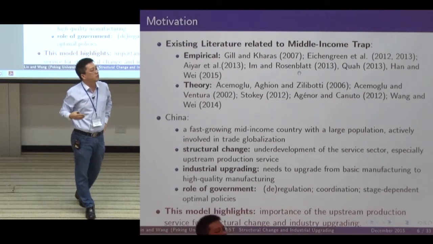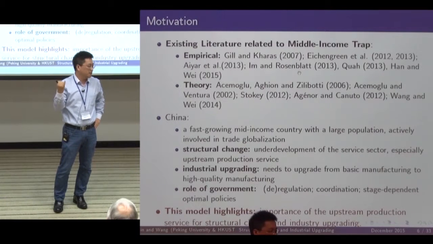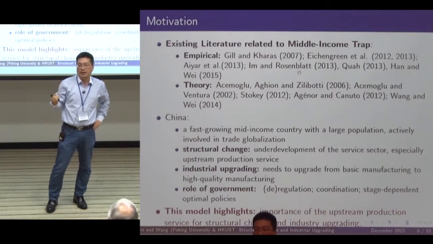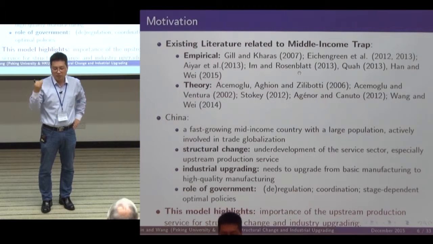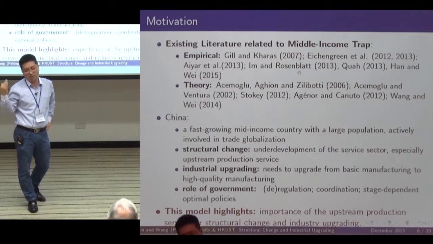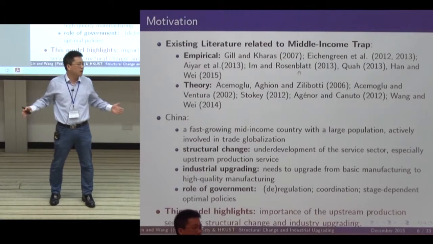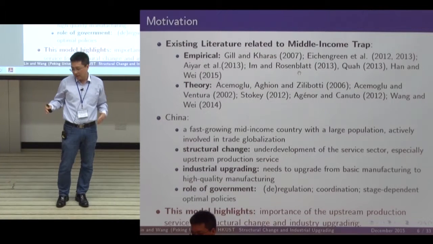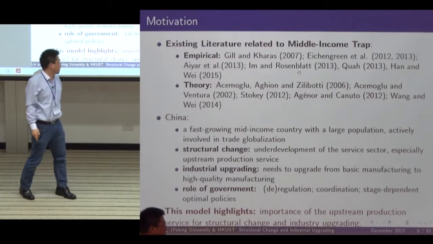Examples of production services include financial services, telecommunication, postal services, transportation, and other business services like leasing, and also the distribution of water, gas, and electricity. These are typical examples of production service. And the consumption services are like hotels, restaurants, entertainment, tourism, et cetera. These are mainly for consumption purposes.